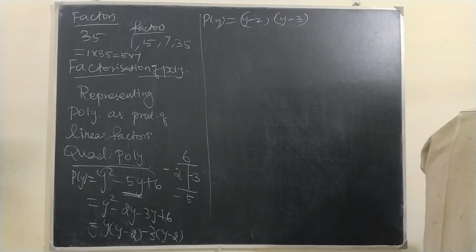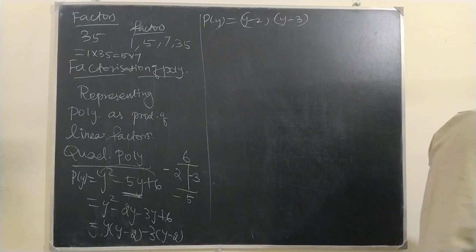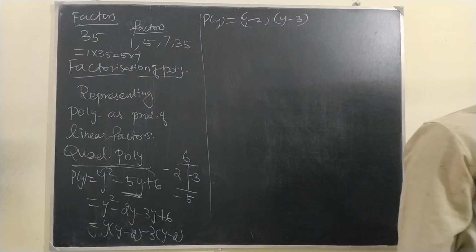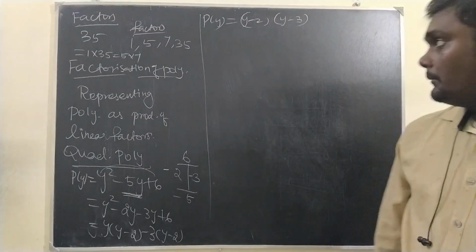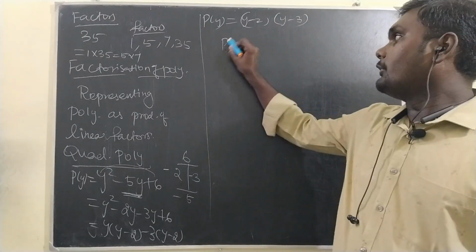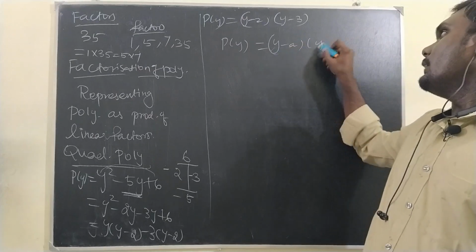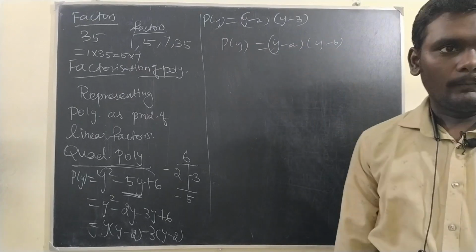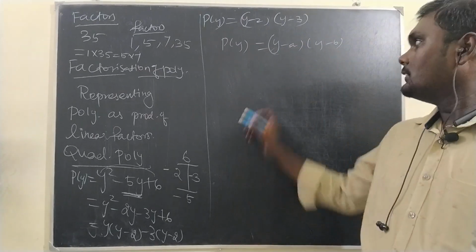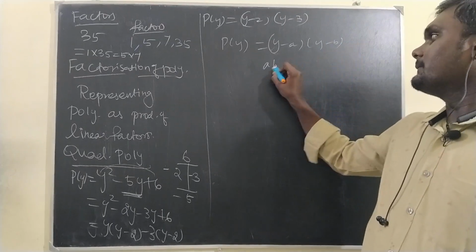Now, using the factor theorem, how will you factorize this using the factor theorem? Meaning, this p of y can be written as y minus a into y minus b. Okay. And the last term will be ab.